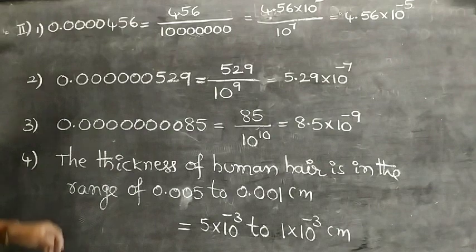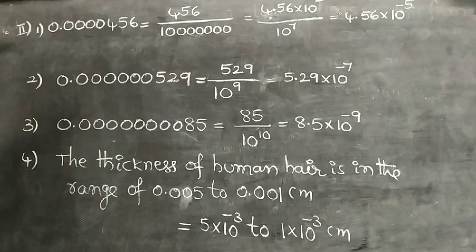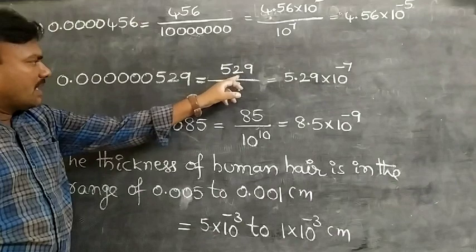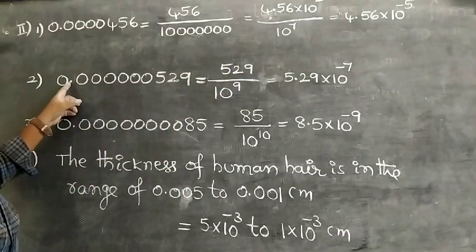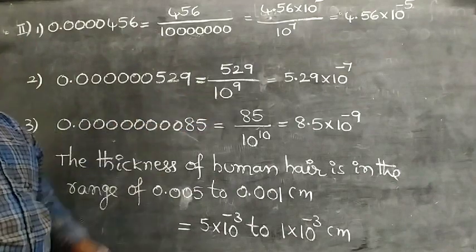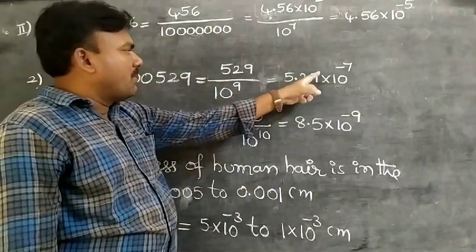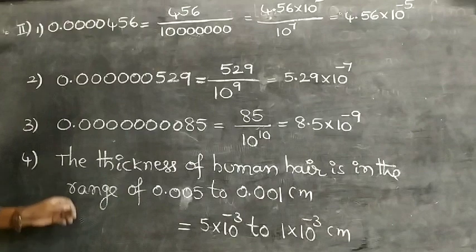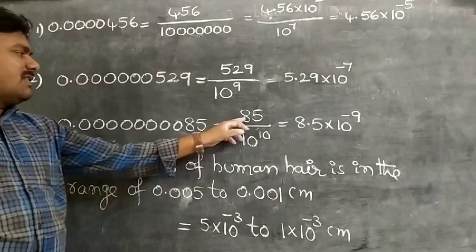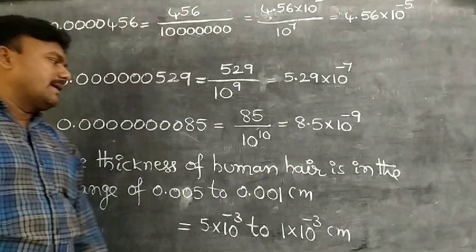And second problem, 0.000000529 expressed in scientific form. In the first step, observe 529, the point is replaced by 1, so totally 9 digits are there, so that's why 10 power 9. So 529 becomes 5.29 into 10 power minus 7. And third problem, 0.8085 becomes 85 by 10 power 10, so finally 8.5 into 10 power minus 9.